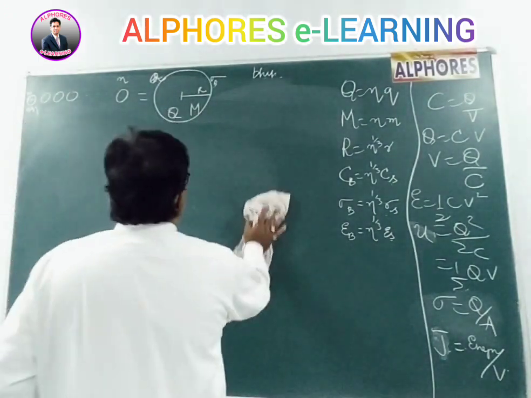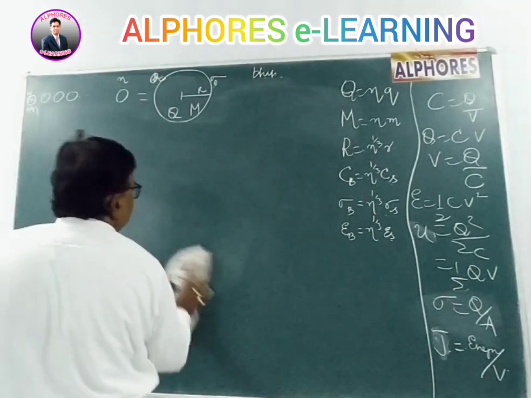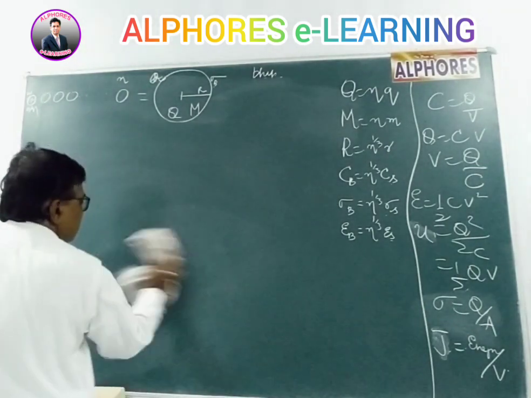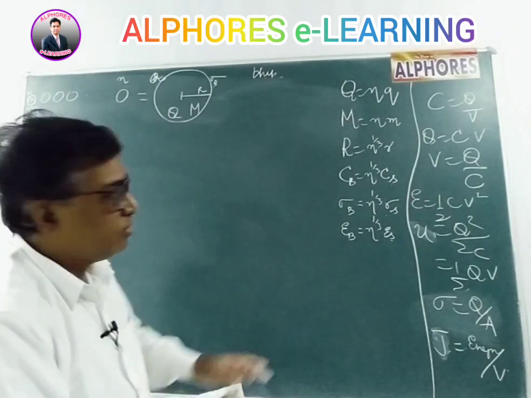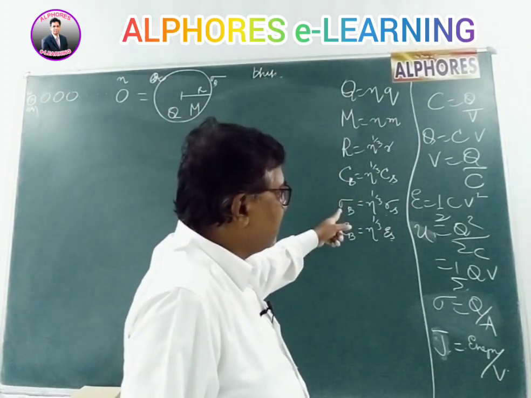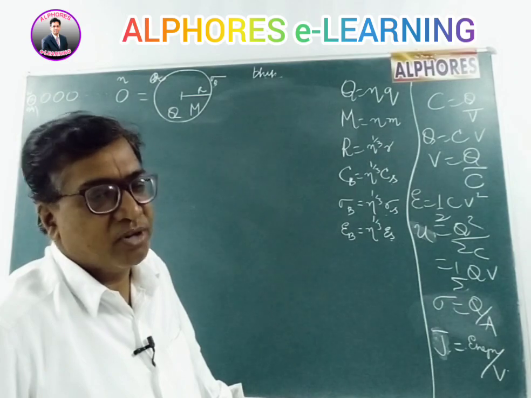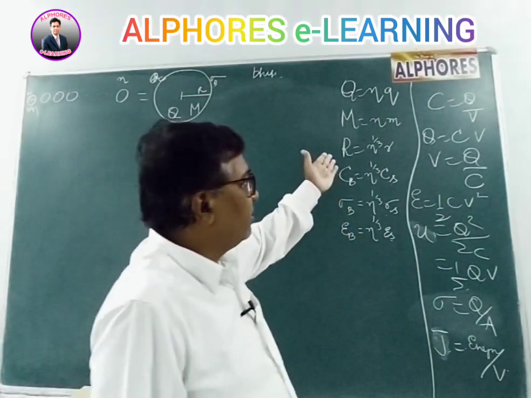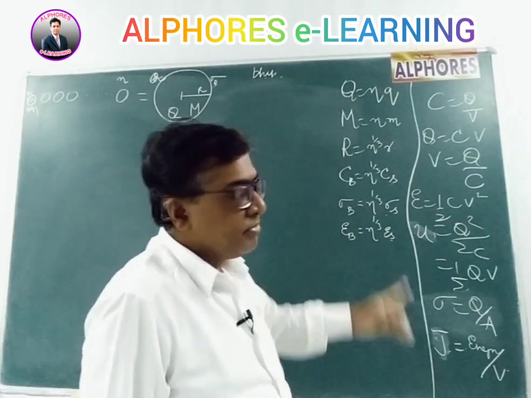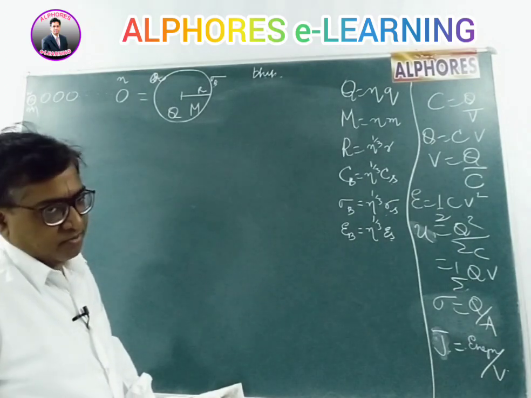You see, I am writing all the similar things at the same point so that it will be easy for you to understand and remember them. So please note, radius, capacity, surface charge density and electric field, all of these parameters of the bigger one are n power 1 by 3 times the smaller one. Well, mass and charge are n times that of the small one.